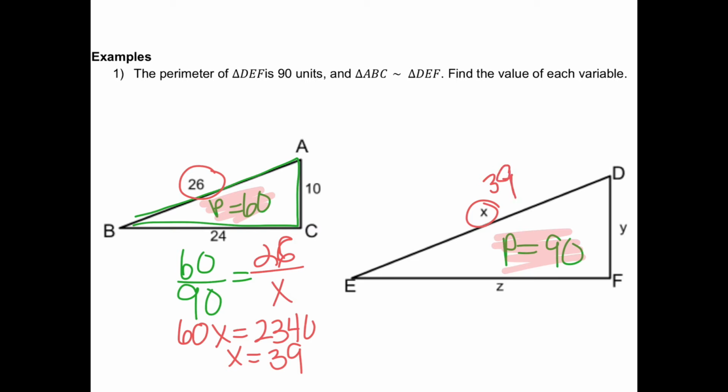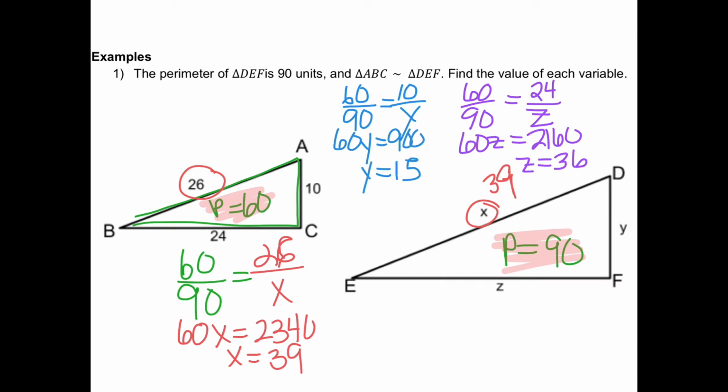And so I'm going to continue to use the perimeter ratio to help me find the y using the 10 and the z using the 24, because that's with corresponding sides. So we use the proportion for the ratio of their perimeters and their corresponding sides to find that x equals 39, side y is 15, and side z is 36.